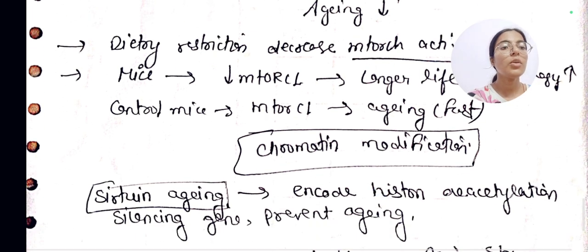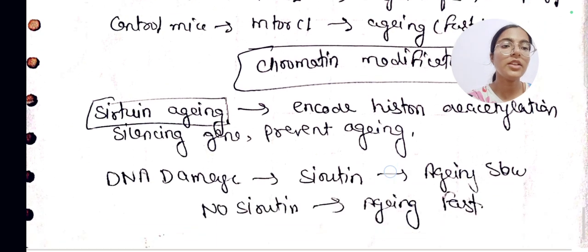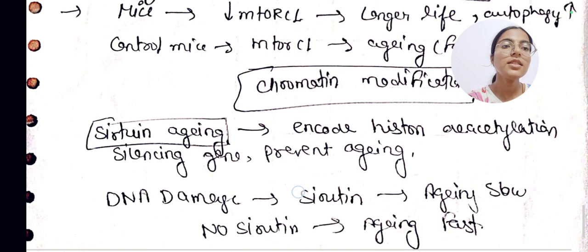Then we have chromatin modifications. Sirtuin aging and histone acetylation silencing genes prevent aging. It means sirtuin's function is to prevent aging. If sirtuin is active, then there is no aging. If sirtuin is inactive, then there is aging. Okay, this is about the whole topic.